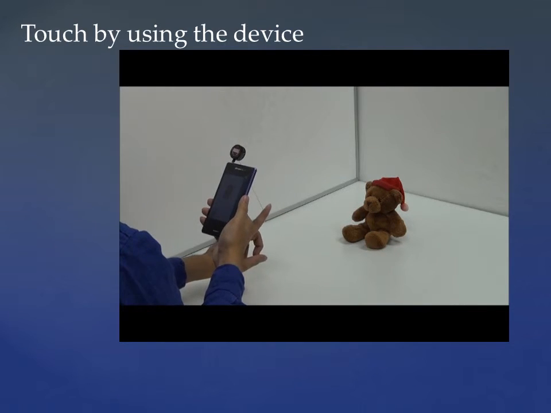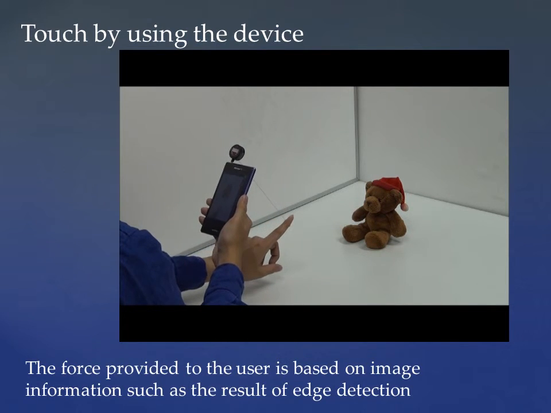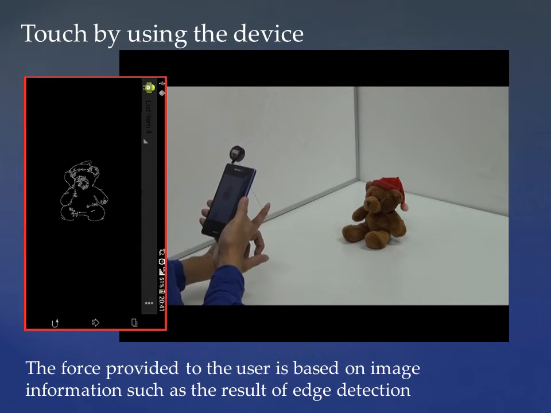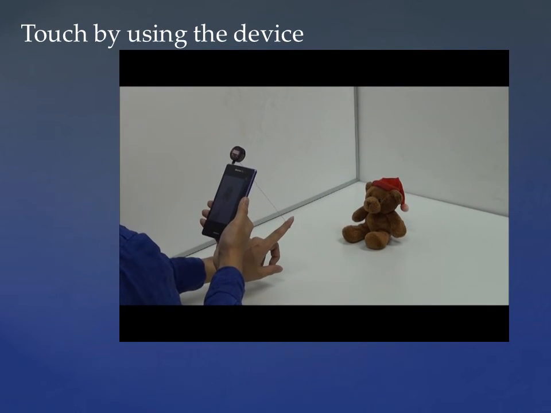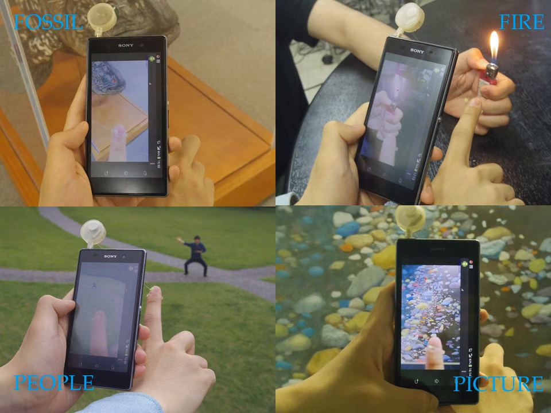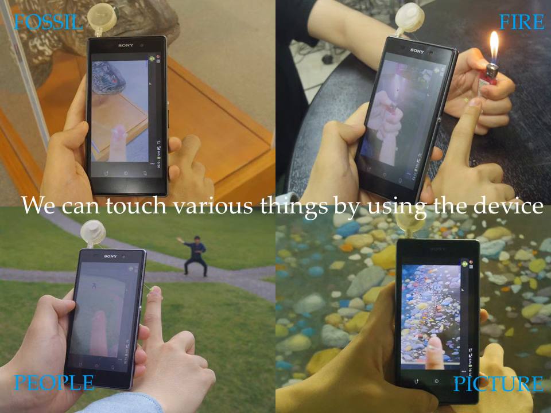We can touch the object by using the device. The force provided to the user is based on image information such as the result of edge detection. We can touch various things by using the device.